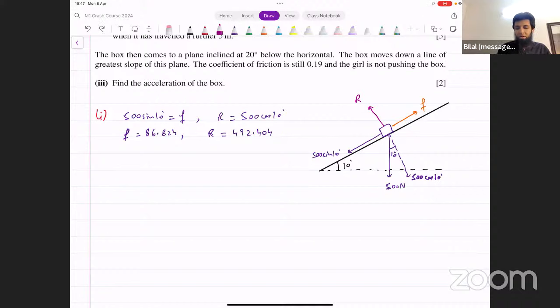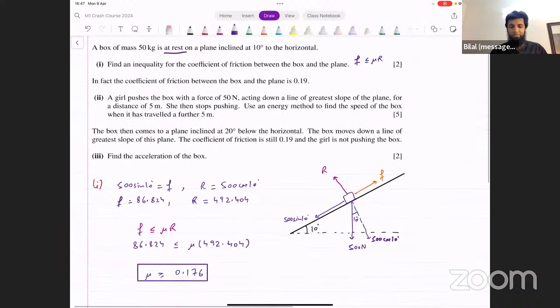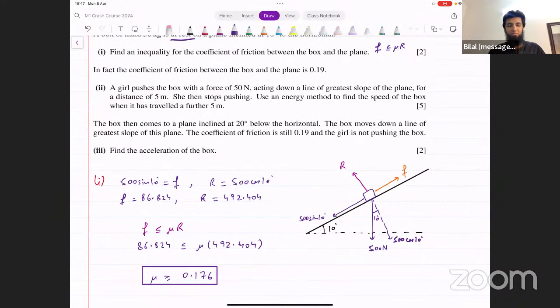Now, since the object is at rest, F is less than or equal to mu R. So 86.824 should be less than or equal to mu times 492.404. And mu is greater than or equal to 86.824 divided by that, which is 0.176. Mu is supposed to be greater than or equal to this value. Okay, that's the first part. Does that make sense?